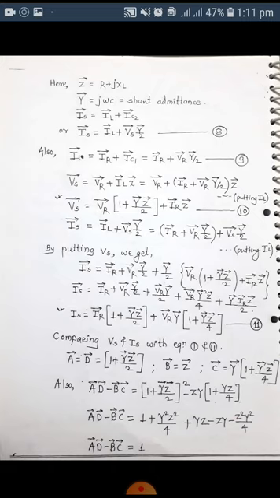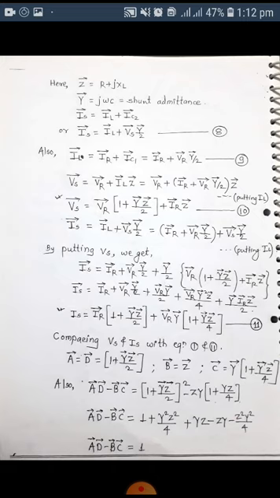Hence, finally, we can express the sending end current in terms of receiving end current and receiving end voltage as Is equal to IR inside the bracket 1 plus YZ divided by 2, plus Vr into Y inside the bracket 1 plus YZ divided by 4, which is equation number 11, representing total sending end current in terms of receiving end voltage and receiving end current. Now we have two final equations, equation number 10 and equation number 11, which represent Vs and Is respectively.